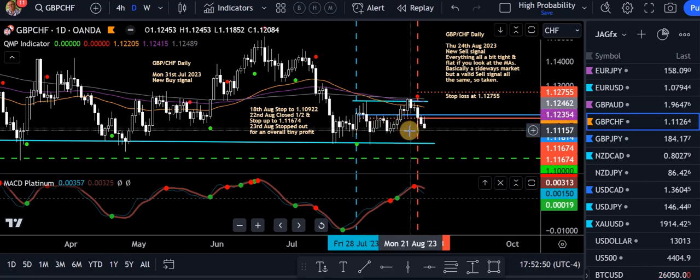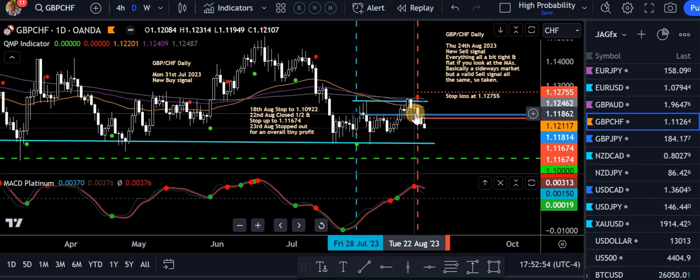The MACD platinum was already through the 0 level. Price was at the moving averages, had this bearish candle. Just wasn't looking good, so I took some action. And in hindsight, it was a smart thing to do because a day later, bang, candle went through and stopped me out. So that's the reason it's highlighted in orange.